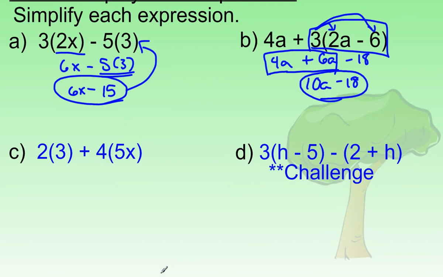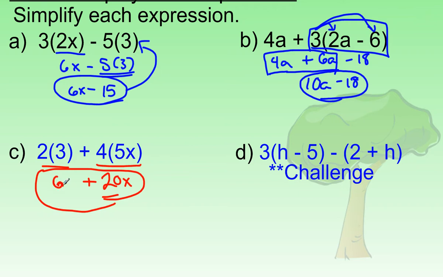All right, so let's see here. Letter C. Well, 3 times 2 is just 6. 4 times 5x will be 20x, and it is positive. And that does not simplify anymore, so this would be done. Got a little ugly with my circling. There we go. Letter D.